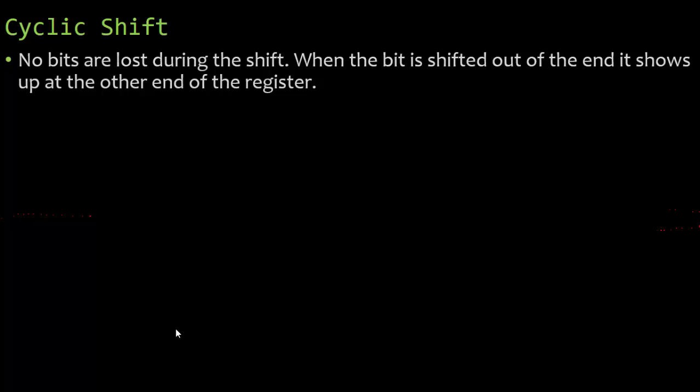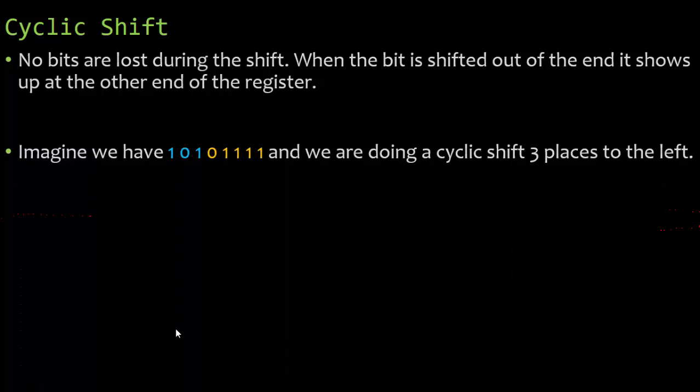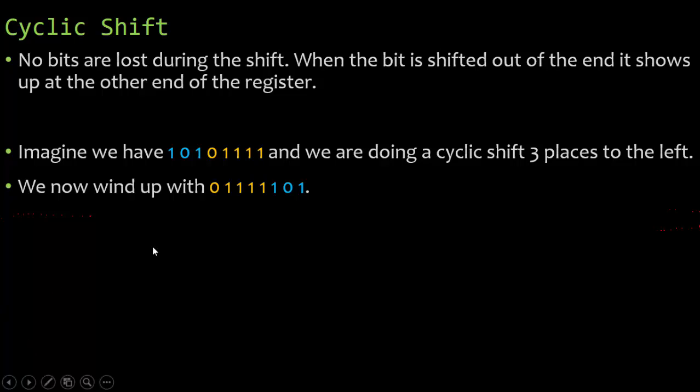Now let's talk about cyclic shifts. No bits are lost during the shift. When the bit is shifted out of the end, it shows up at the other end of the register. It literally cycles around. So imagine we have 1, 0, 1, 0, 1, 1, 1, 1. Now the reason I've put this in colors is so you can see where it goes. So if we're shifting 3 places to the left, we're shifting this 3 places to the left. Well, it swings back around.